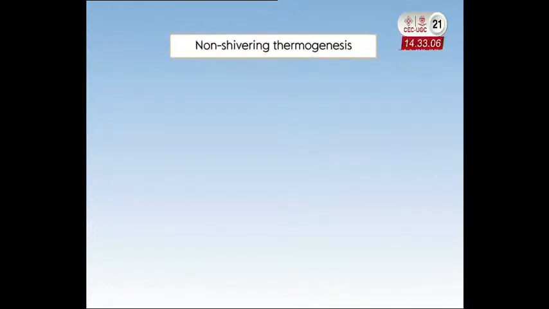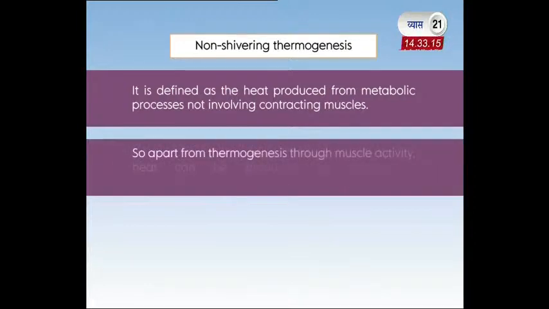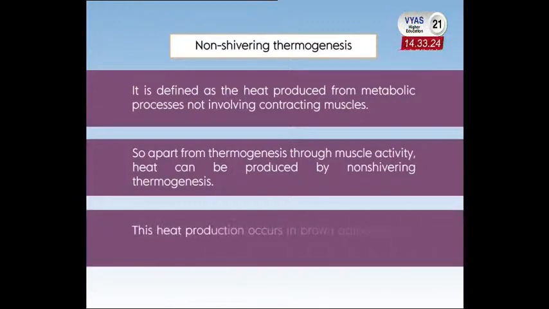Then, non-shivering thermogenesis is defined as heat produced from metabolic processes not involving contracting muscles. So, apart from thermogenesis through muscle activity, heat can be produced by non-shivering thermogenesis. This heat production occurs in brown adipose tissue or BAT. In this module, we will be focusing on the third type of thermogenesis, that is non-shivering or adaptive thermogenesis.